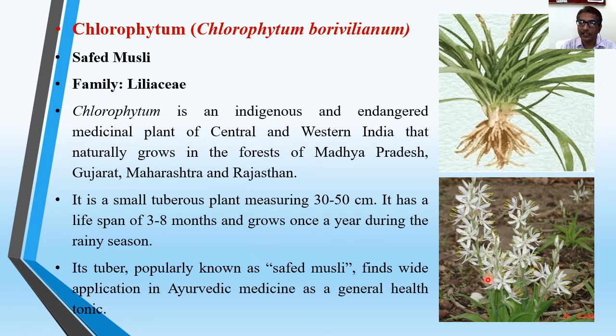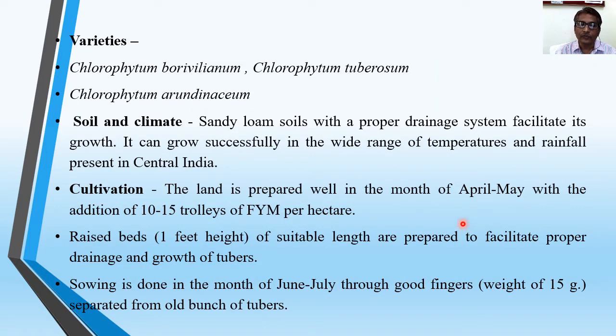This is the second slide showing you the flowering of the chlorophytum. The white colored flowers are there. There are different varieties. Chlorophytum borivilianum and Chlorophytum tuberosum are some of the very important varieties. For the cultivation purpose, the soil and the climate: sandy soil with a proper drainage system facilitates its growth.